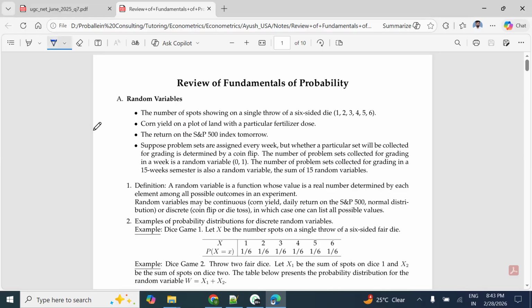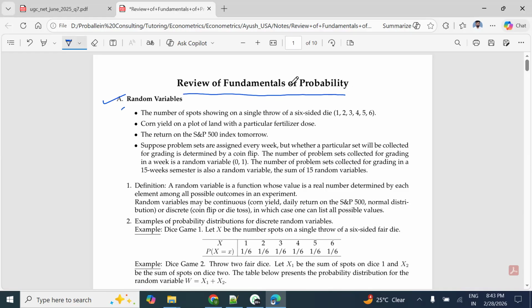So there are 10 pages. So some of the things, if I have already discussed, I will try to omit, so that we can complete this note. I hope this is already there on the Google Drive also. I will post it on the OneDrive as well.